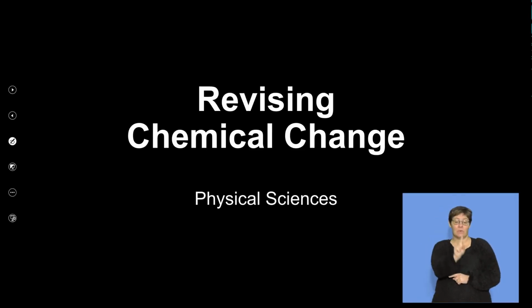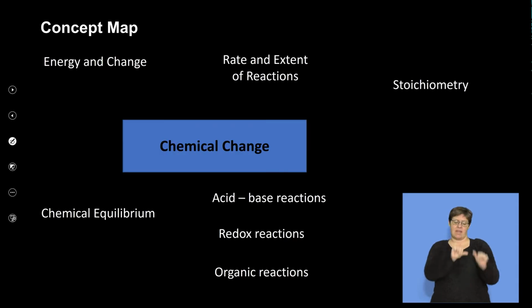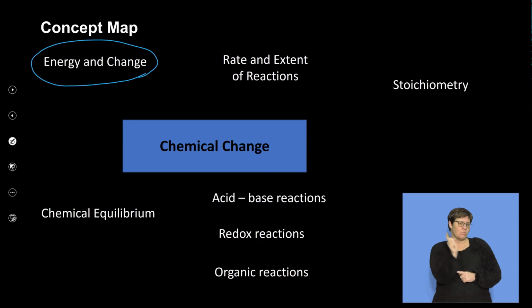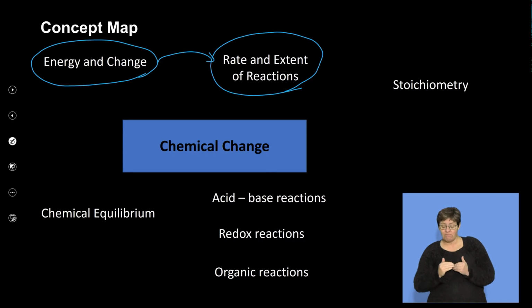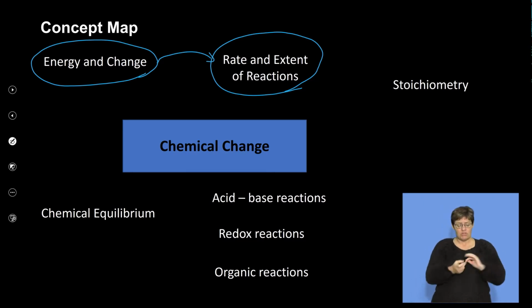So when we look at chemical change, we must recognize that there are different components of this chemical change. And the first thing that we will notice is we're looking at energy and change and how that relates to each other. We're then going to look at the rate and extent of reactions. We need energy to make the reaction happen, and we're going to see how that works together.